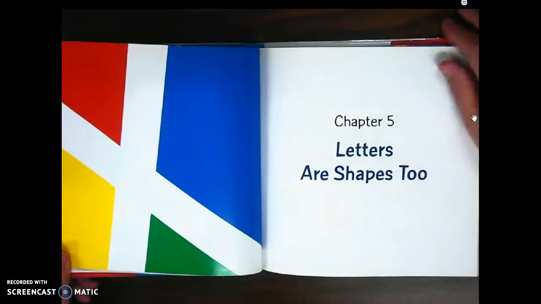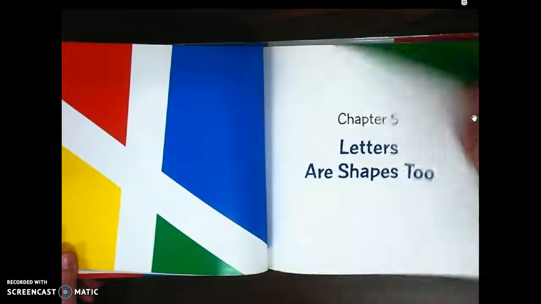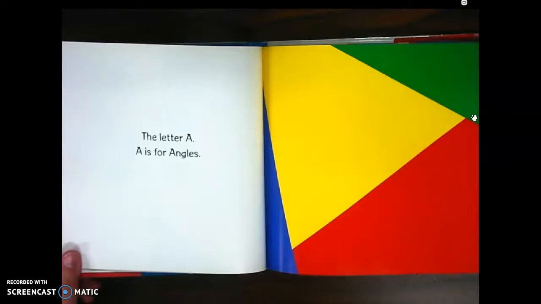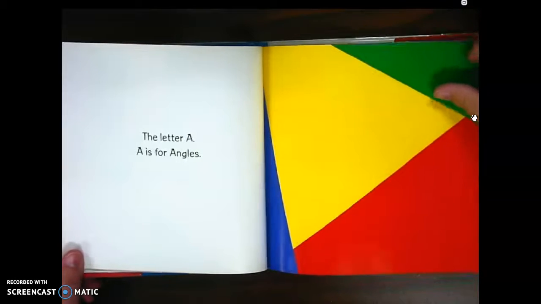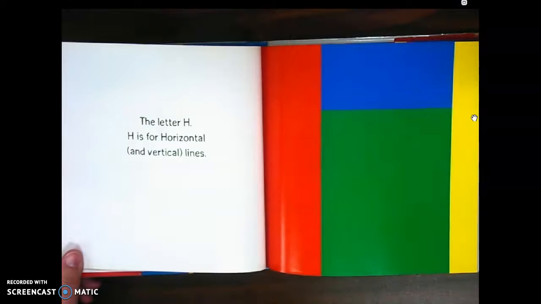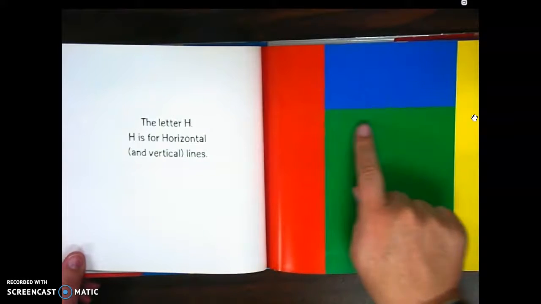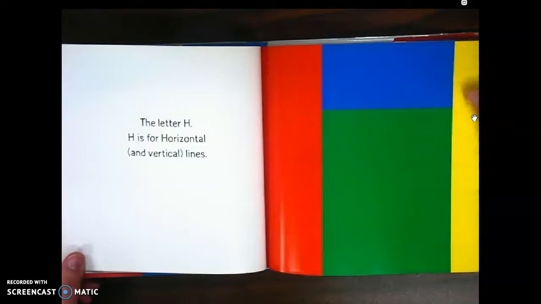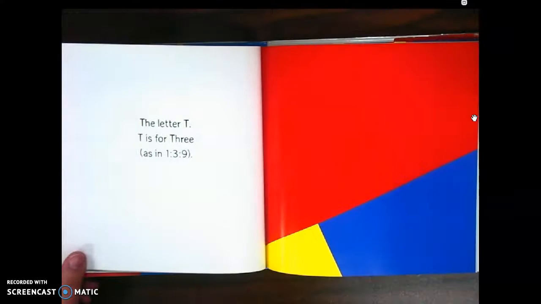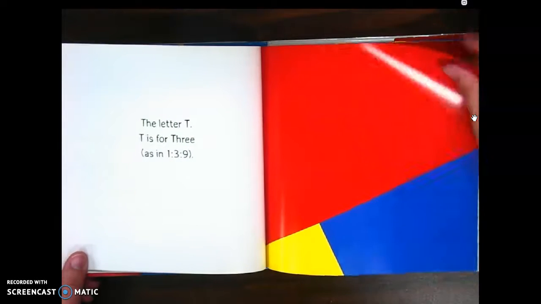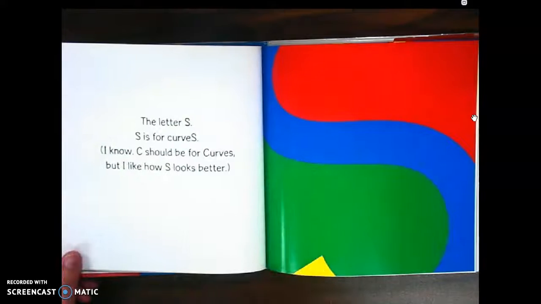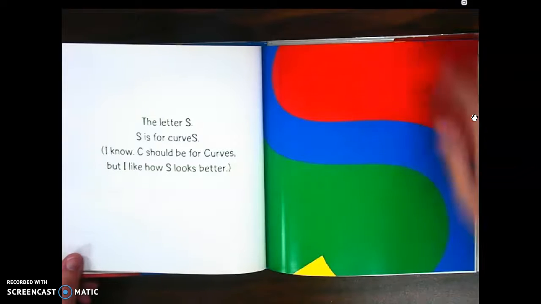Chapter 5. Letters are shapes too. The letter A. A is for angles. The letter H. H is for horizontal and vertical lines. The letter T. T is for 3, as in 139. The letter S. S is for curves. I know C should be for curves, but I like how S looks better.